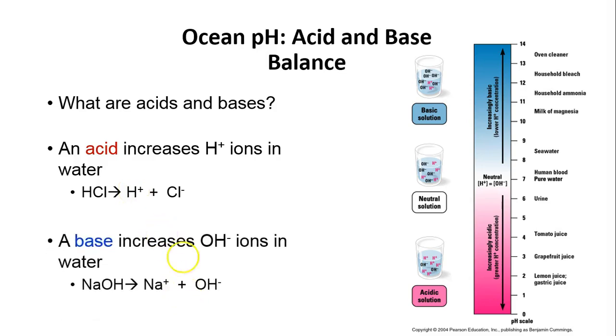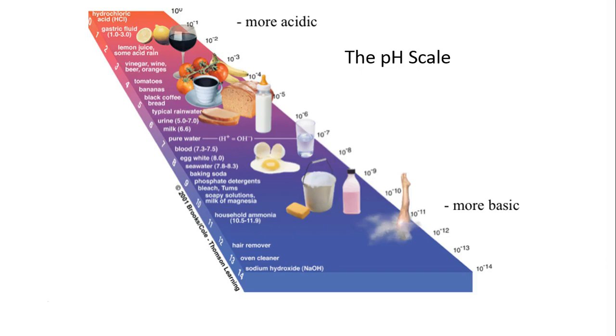A base decreases the hydrogen ions and increases the hydroxide, OH negative hydroxide ions in the water. So here I have sodium hydroxide. It's a base because when you add it to water, it becomes sodium and hydroxide. So that's increasing the hydroxide in the water, and it actually decreases the hydrogen ions because they will bond to it. Okay, so here are some common substances, again, along the pH scale.